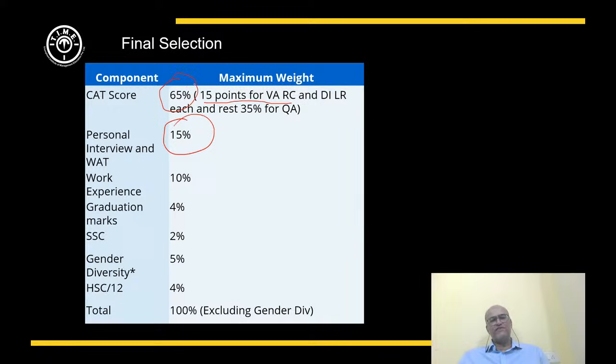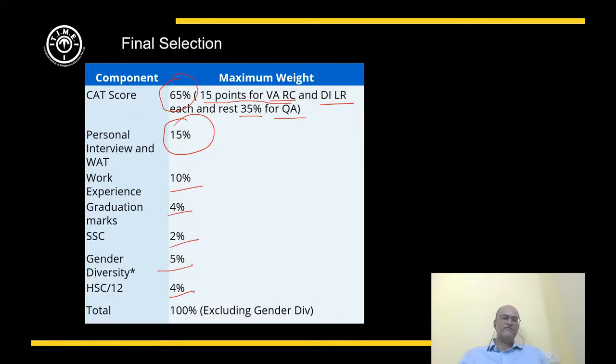If I talk in terms of points, if it is 65 points, out of that 15 points will be for VARC, 15 points will be for DILR. The remaining 35 will be weightage for mathematics. So mathematics had much higher weightage than the other two sections in the final selection stage. Now, the work experience had 10% weightage, graduation performance 4%, 10th class performance 2%, and 12th class performance 4%.